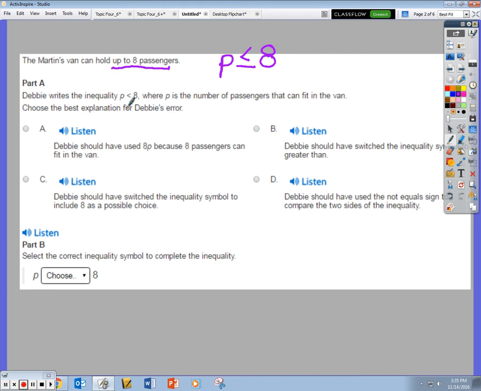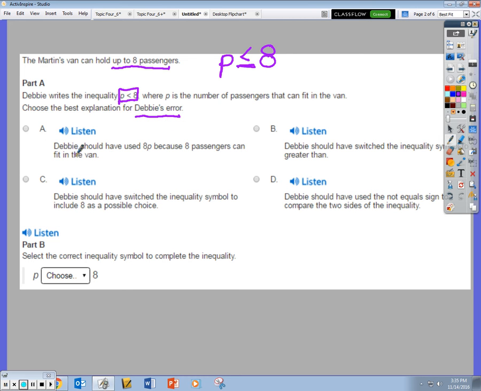Now it says Deb writes the inequality P is less than 8. Well, mine is different. It says P is less than or equal to, where P is the number of passengers that can fit in the van. Choose the best explanation for Deb's error. So we know that Deb made an error.